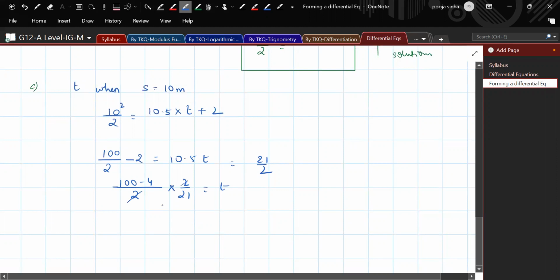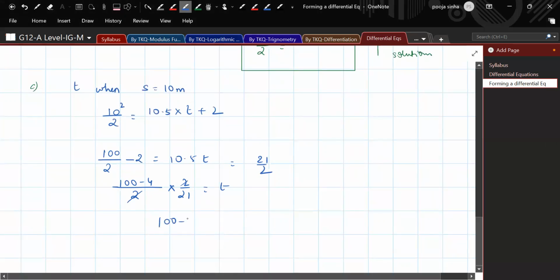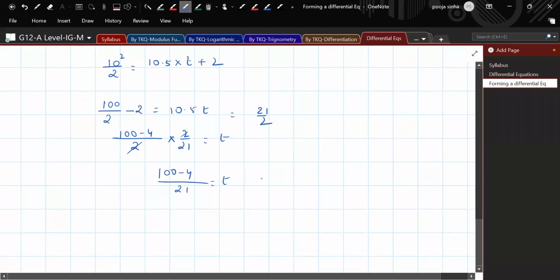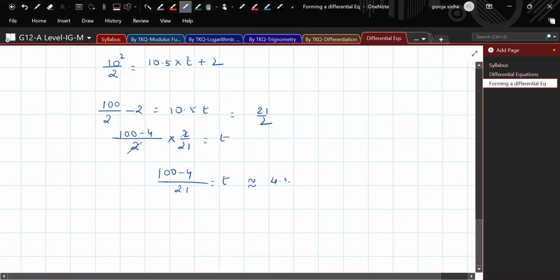यही आ रहा है ना? है ना? Yeah. 100 minus 4 upon 21 is equal to T. And the final answer is 4 point something. 4 point, कितना रहा? 57. 4.57 seconds. That's my answer. ठीक है?